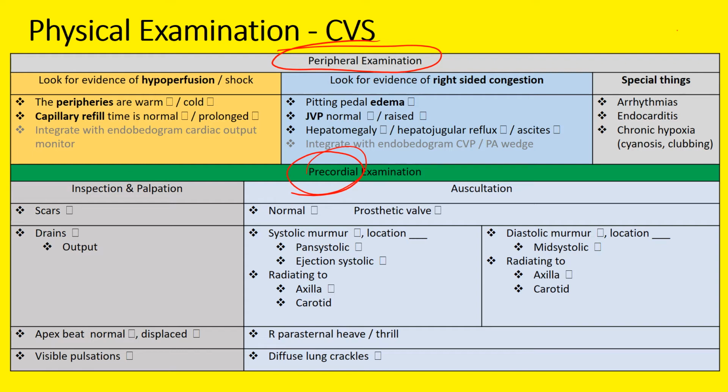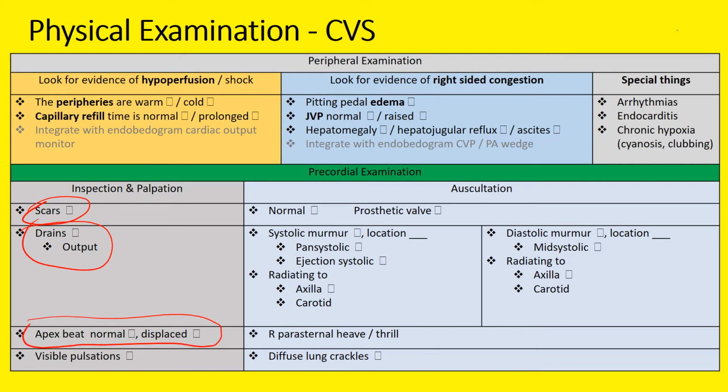Then you go and start precordial examination. Under precordial examination, once again, you do inspection and palpation, and then you do auscultation. For inspection and palpation, you look for scars, you look for drains, etc., and ask for the output from the drains, and then you make a show of looking for the apex beat, whether it's normal or displaced. Most often I say I'm not really able to see the apex beat very well. I'll palpate for it, etc., so I'll just make up something, and then you look for obvious visible pulsations and so on. Then when you start auscultating, here's where you have to say the heart sounds appear normal, or I could hear a prosthetic valve heart sound.